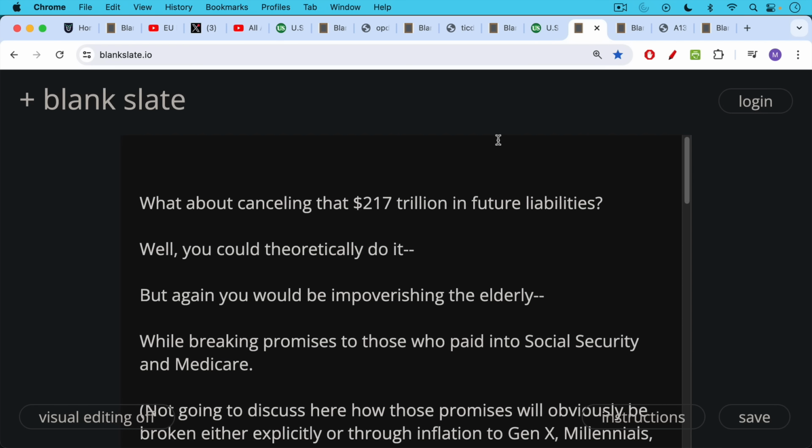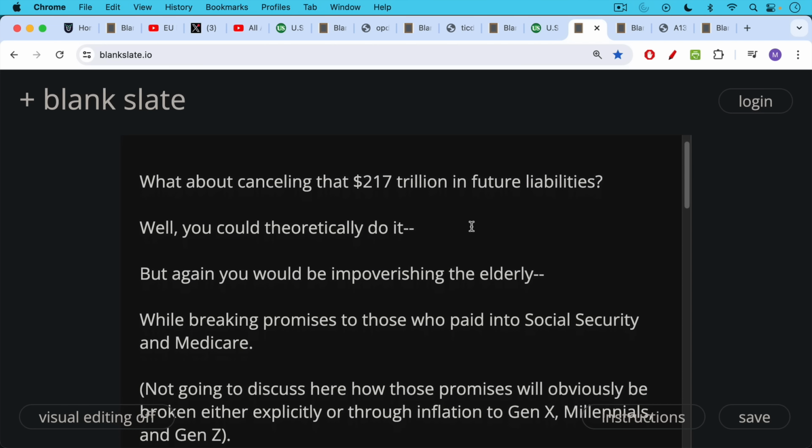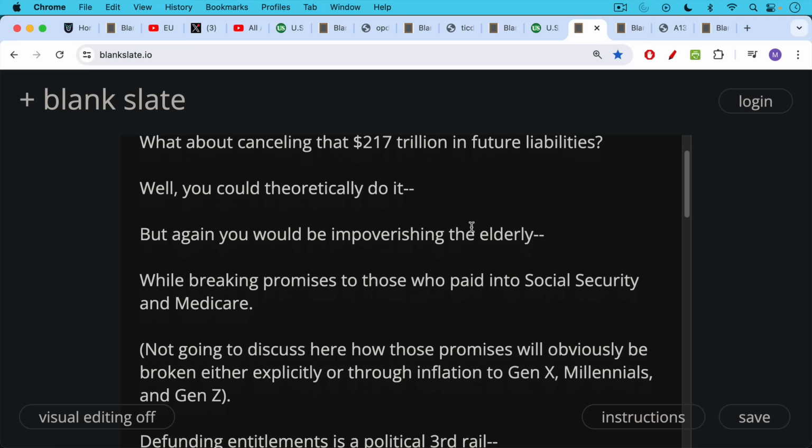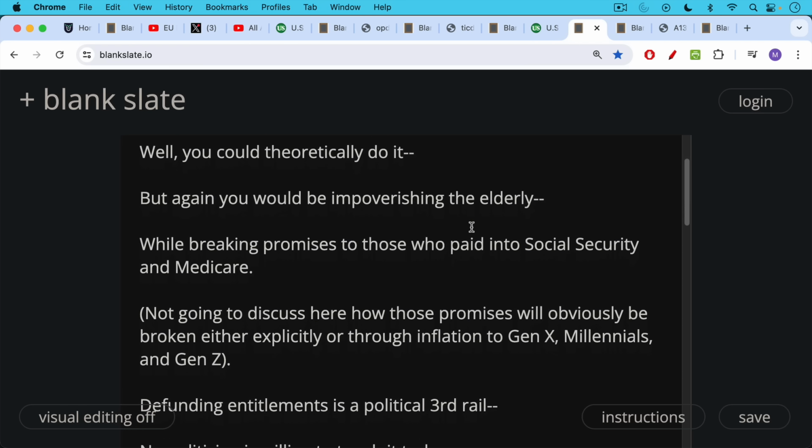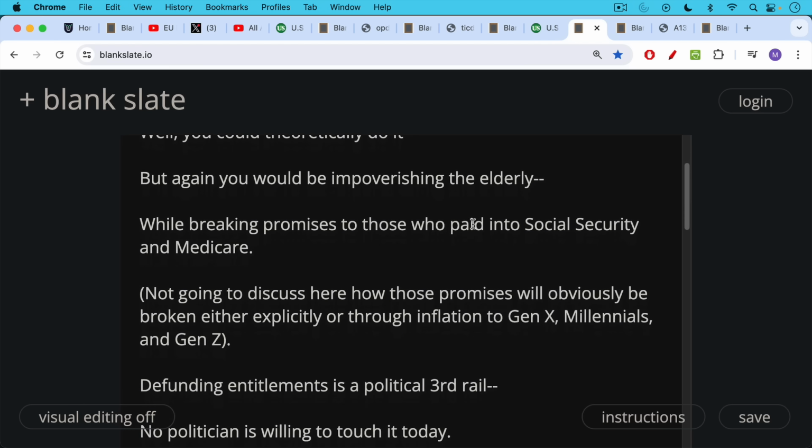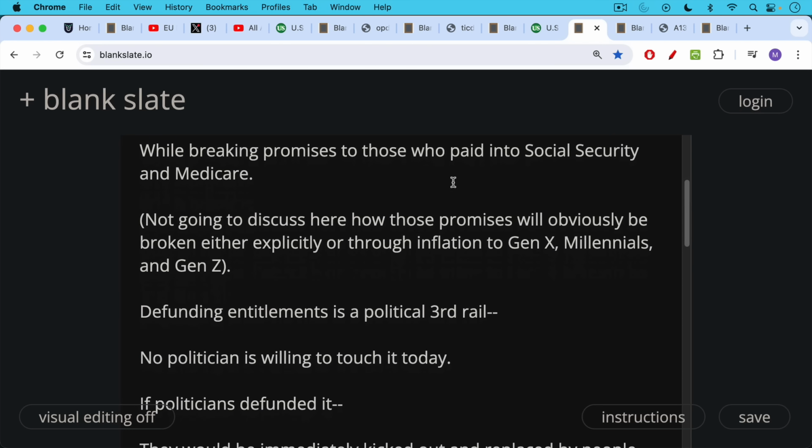Now, what about canceling that $217 trillion in future liabilities? Well, again, you could theoretically do it, but you'd be impoverishing the elderly while breaking promises to those who paid into Social Security and Medicare over their working lifetimes. I'm not going to discuss here how those promises will obviously be broken either explicitly or through inflation to Gen X, Millennials, and Gen Z, because we're really talking about the present, which mostly includes just boomer retirement.